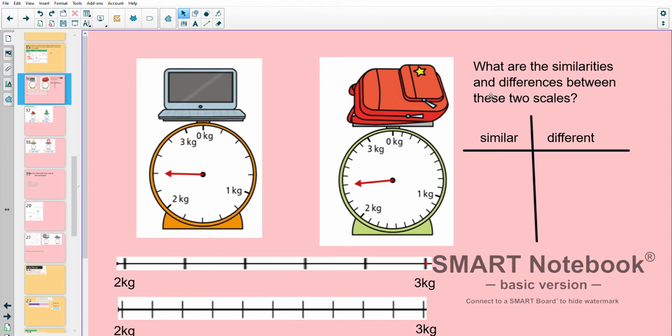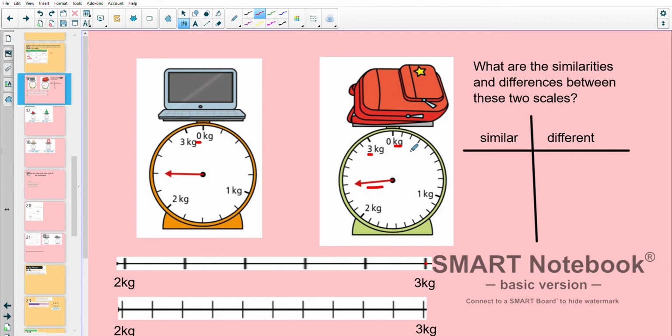So pause the video, you might want to draw a little table and write as many different things that are similar and as many different things that are different. Okay, when I looked at this, there were some things that were obvious. I saw that the things that were similar, that they both started on 0. I saw that they both ended in 3. I saw that they both had a red arrow called a dial. And I saw that they were measured in kilograms.